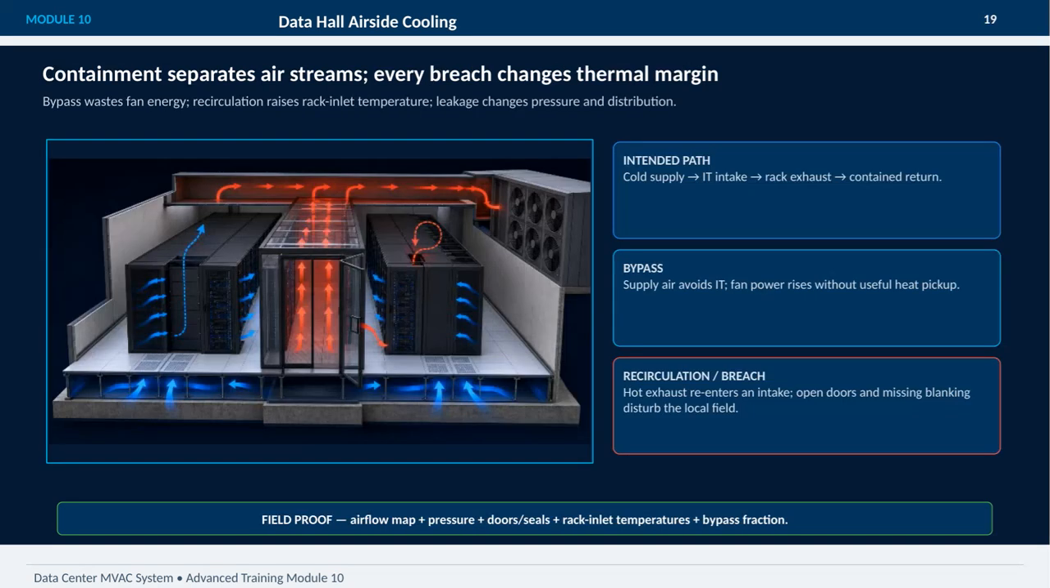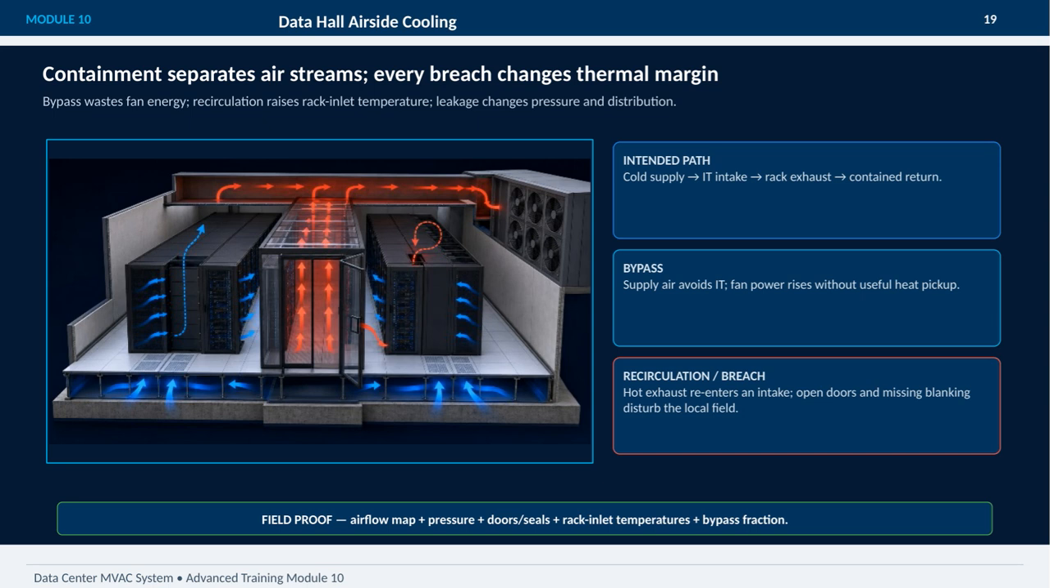This slide focuses on the critical role of containment in Hall Airside Cooling. Containment is essential because it separates different air streams, and any breach here can significantly impact the thermal margin. When containment isn't perfect, three main issues arise: bypass, recirculation, and leakage. Bypass occurs when the cold supply air avoids the IT equipment, causing fan power to increase without effectively cooling the racks. Recirculation or breaches happen when hot exhaust air re-enters the intake side, often due to open doors or missing blanking panels, which disrupts the cooling airflow.